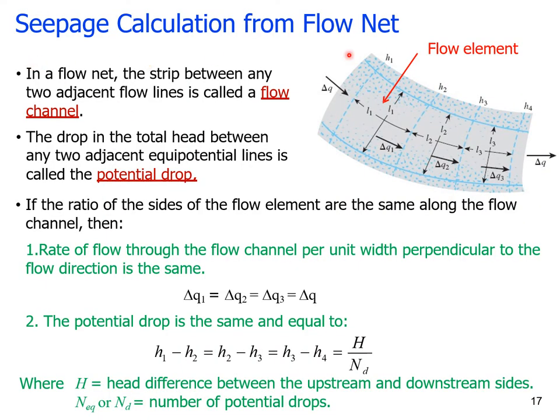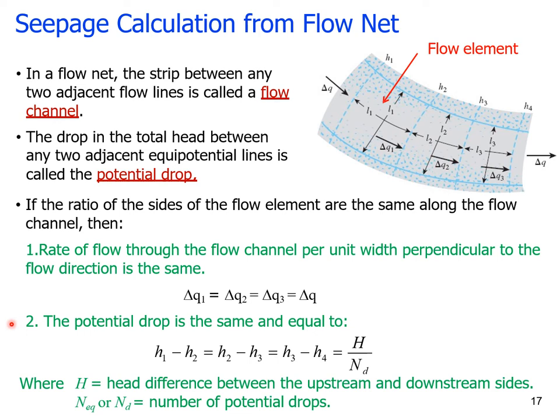Seepage calculation, flow from flow net. In a flow net, the strip between any two adjacent flow lines is called flow channel. I have already mentioned this thing. The drop in the total head between any two adjacent equipotential lines is called potential drop. If the ratio of the sides of flow element are the same along flow channel, then rate of flow through the flow channel per unit width perpendicular to the flow direction is the same. So delta Q1 is equal to delta Q2, that is equal to delta Q3, and so on, and you can say that is equal to delta Q.